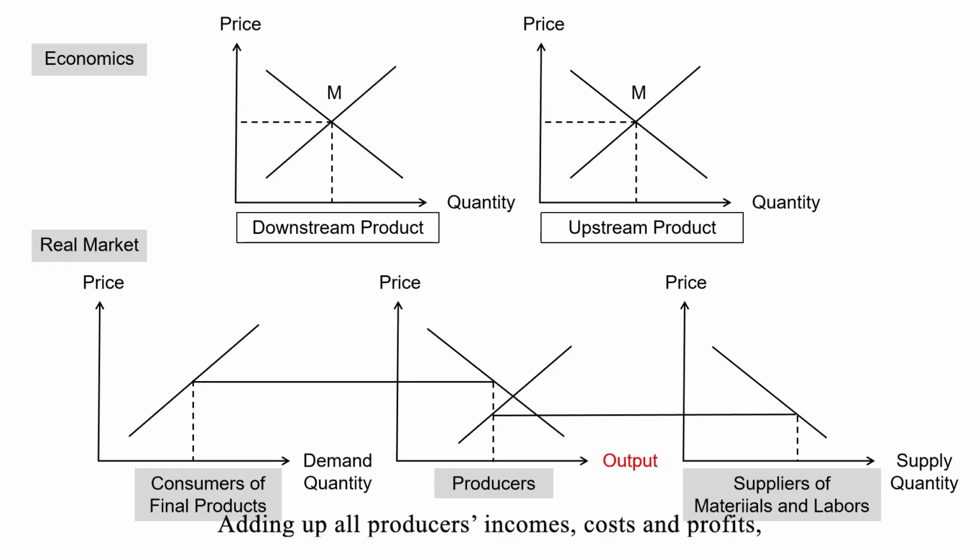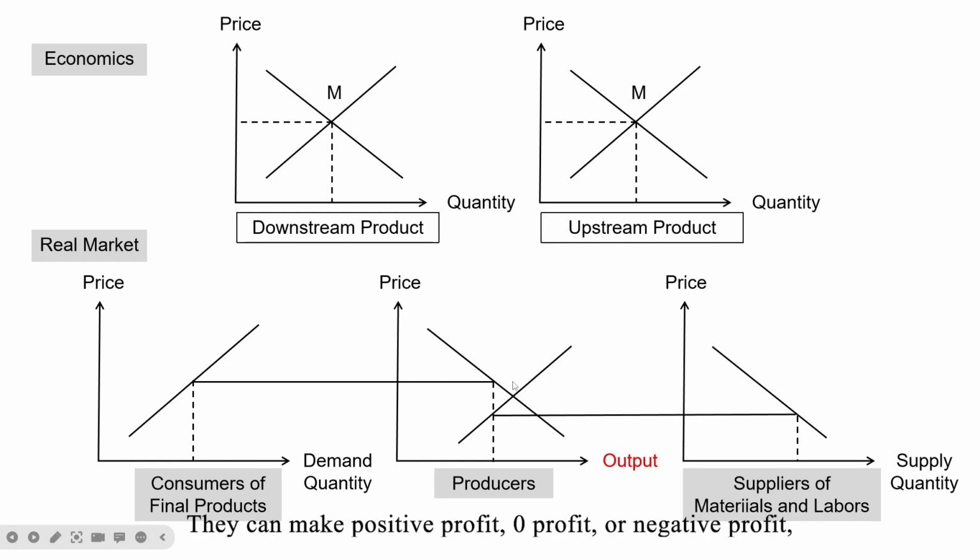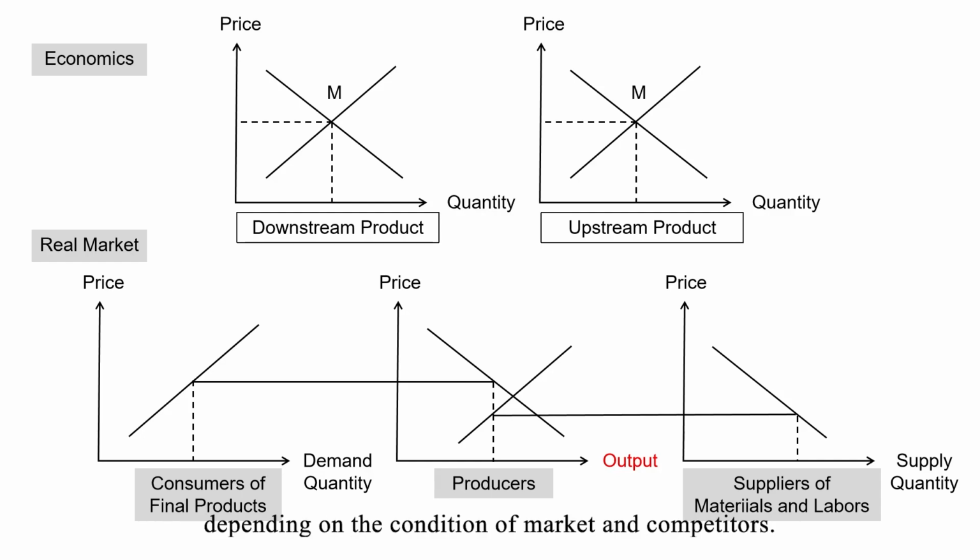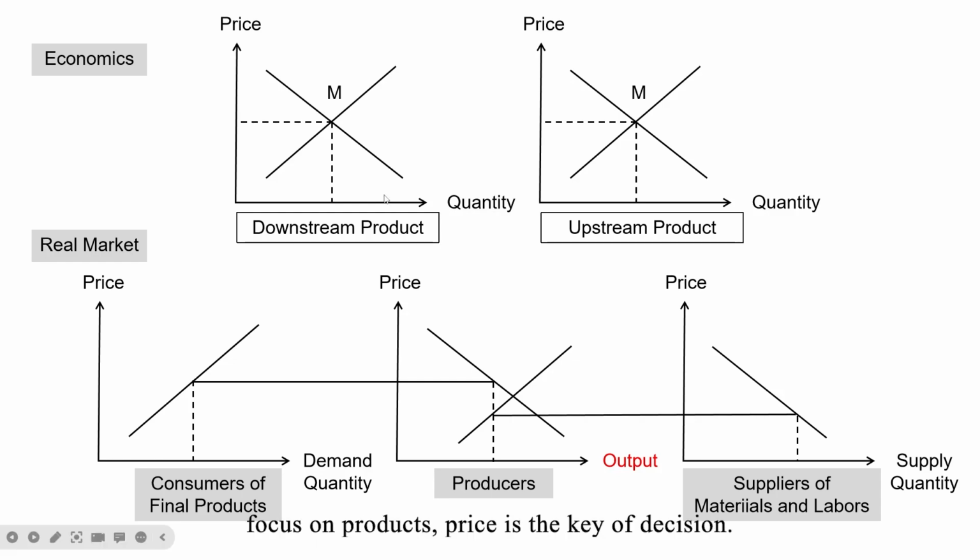Adding up all producers' incomes, costs, and profits, the macro-market model emerges. There are suppliers of original materials and labor, demanders of final goods, and producers that connect suppliers and demanders. Producers' profit is the key reason of market volatility. This model focuses on people. Profit of producers is the key of production decision. They can make positive profit, zero profit, or negative profit, depending on the condition of the market and competitors. Yet the demand-supply equilibrium model focuses on products. Price is the key of decision.